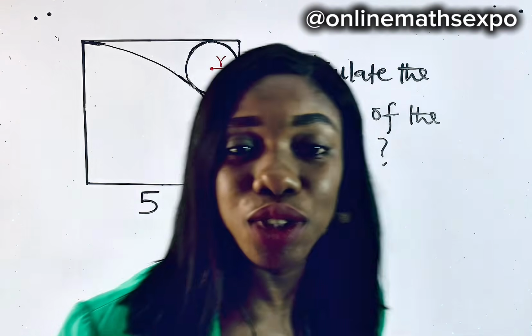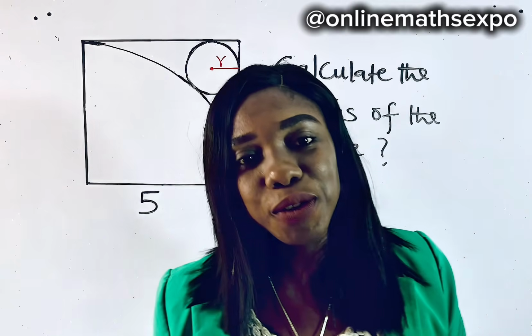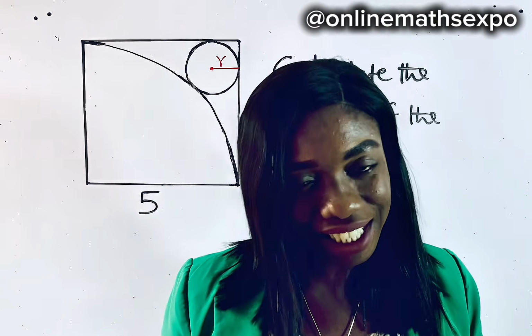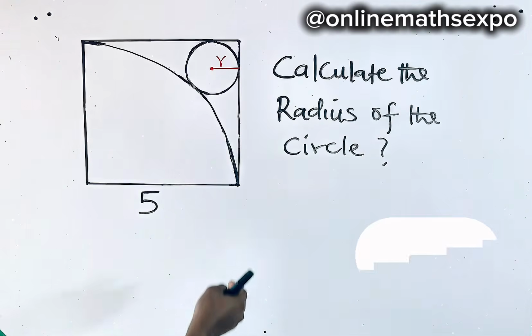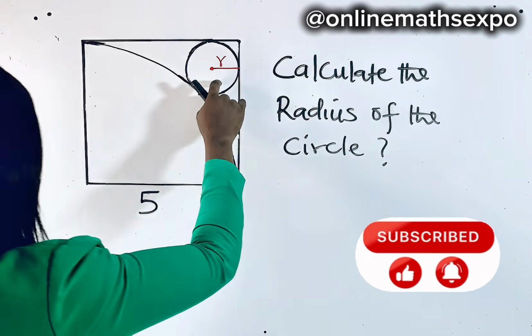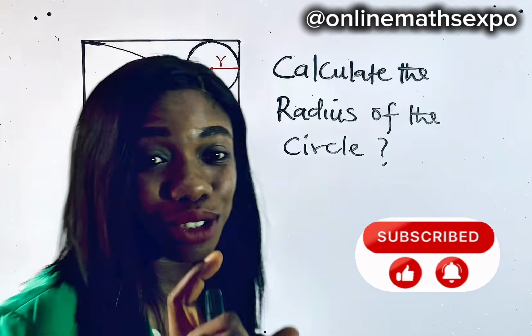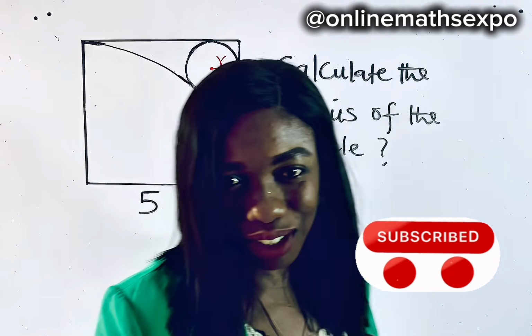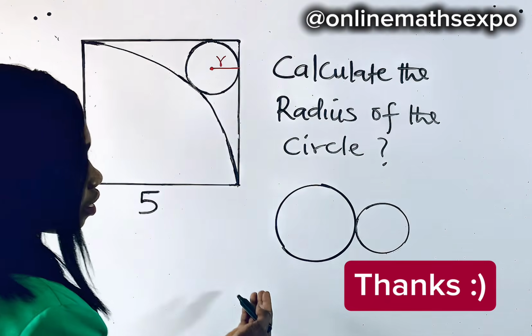Now, what do you do? This is just so easy. Relax. I will take you through that step by step. To find the radius of this particular circle, all you need to do is just remember this theorem. Let me help you to remember that.